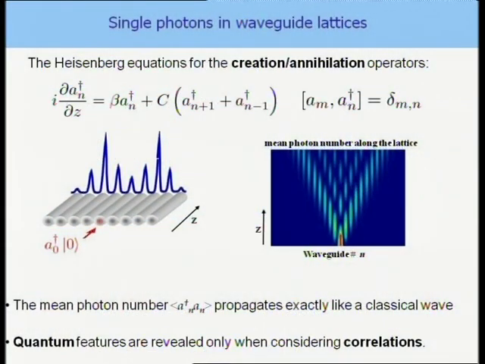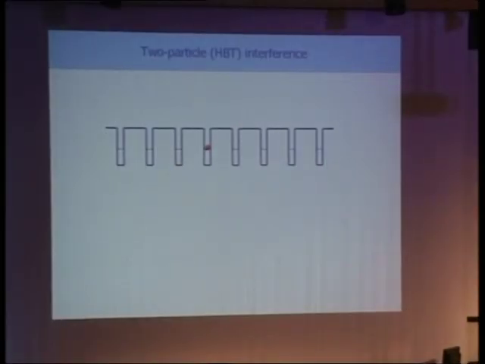We know that quantum features will come about only when we start to think about correlations. And to discuss correlation, we have to start to think about putting not just one photon or one electron, but a few of them. We'll start today by just putting two. So we are going to ask what happens when we put two photons in these structures.